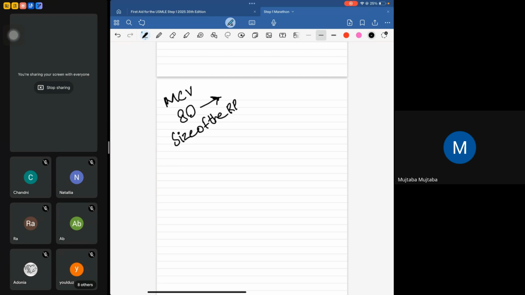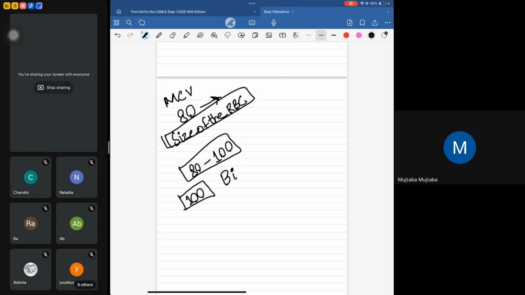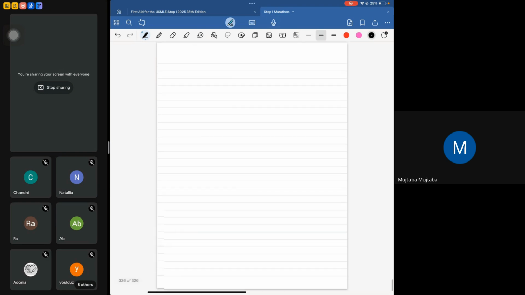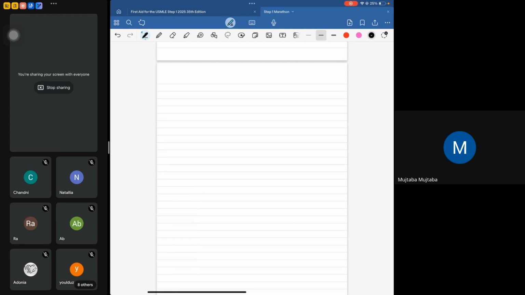If the size is less than 80, then it means that it's a very small RBC. If it's 80 to 100, it means that the size is normal. And if it's more than 100, then it means that the size is very big. So the first thing you look at is the MCV. If the MCV is less than 80, then it's a microcytic anemia. If it's between 80 to 100, then it's a normocytic anemia. And if it's more than 100, then it's a macrocytic anemia, right?